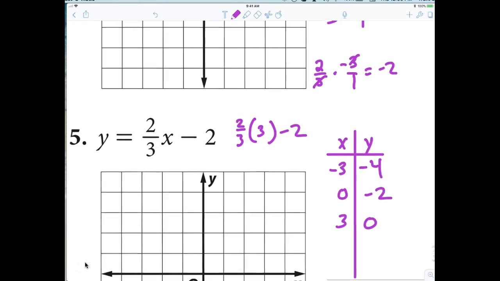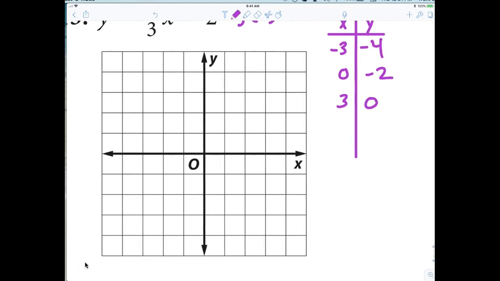All right. Very good. So now graph negative 3, negative 4. Now watch me do negative 3, negative 4, Colin. Left 3. 1, 2, 3. Down 4. 1, 2, 3, 4. See that point right there? Yeah. Be careful with the negatives.